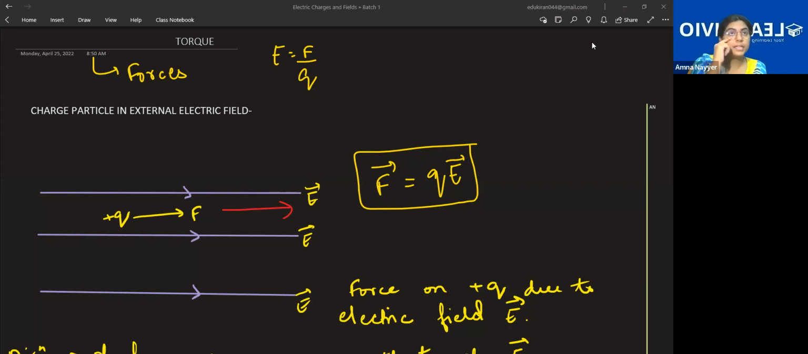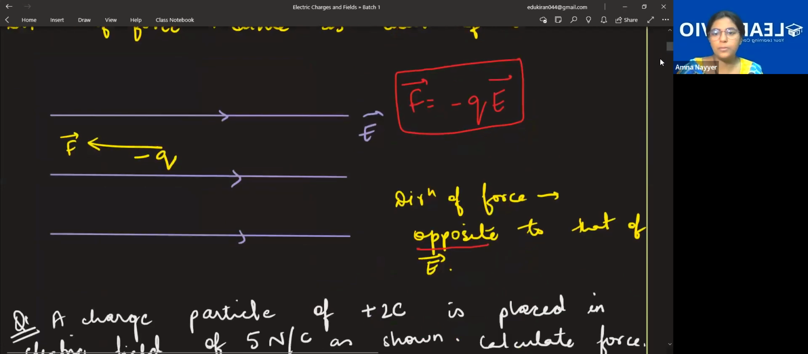What you have to remember is if a positive charge is moving under the influence of electric field, the direction of force would be the same as that of the electric field. If the charge is negative, then the force would be in the opposite direction. That's what you have to remember. All right, that's what we did.